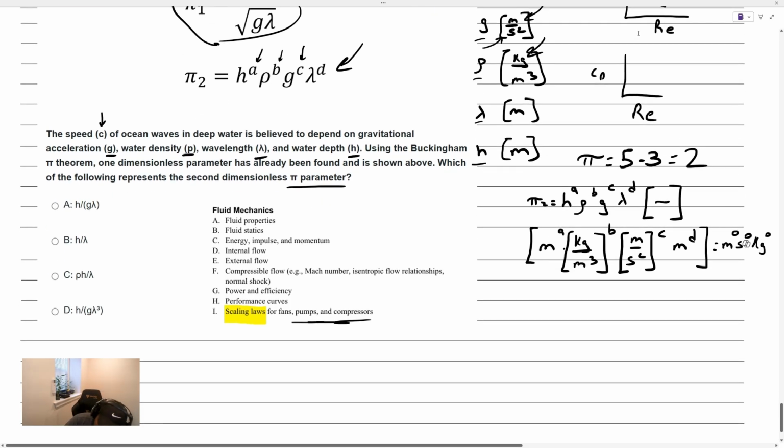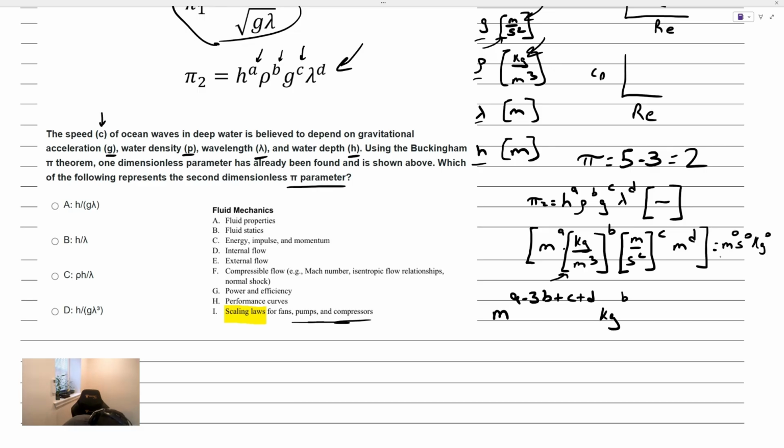Now, how are we going to do this? We can just combine the exponents, right? You can see that for meters, if we look at all the m's here, we have an a in the numerator. We have a minus 3b, that is from this term right here. We have a plus c and a plus d. So that is what my meter unit is. What about for my kilogram units? I'm seeing a b here, and that's all we have for kilograms. And what about for seconds? I'm seeing a negative 2c. And that looks like all we have for seconds.